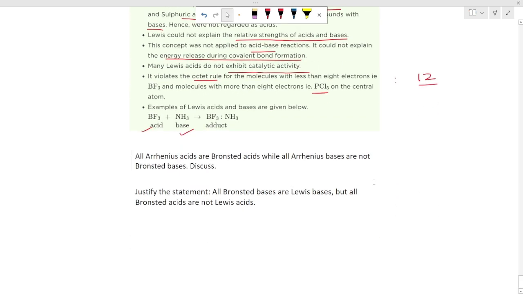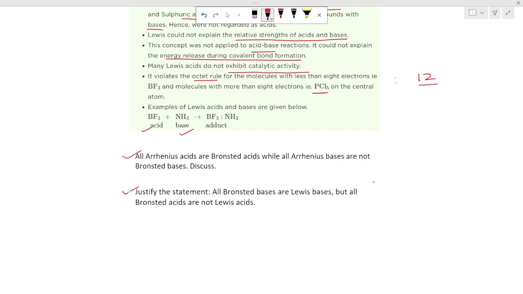Now these are two lines written which must be understood and explained with the help of examples. All Arrhenius acids are Bronsted acids because both give the proton ion, while all Arrhenius bases are not Bronsted bases, because Arrhenius mentioned the hydroxyl ion, whereas Bronsted bases are the proton acceptors. So you have to give the example also.